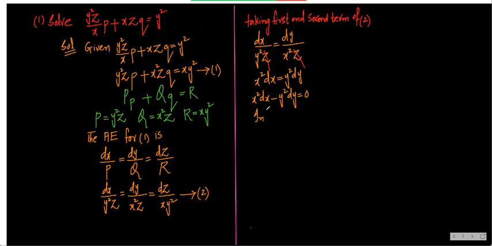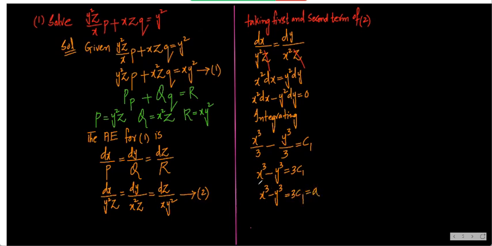Now integrating. What's the integration of x square? x cube by 3, minus integration of y square with respect to y, y cube by 3, equal to some constant, call it c1, because integration is over, we have to add some constant now. Now take the LCM as 3 and bring that to the other side: x cube minus y cube is equal to 3c1. Suppose this is equal to 3c1 and suppose this value is equal to a. A means one of the solutions.